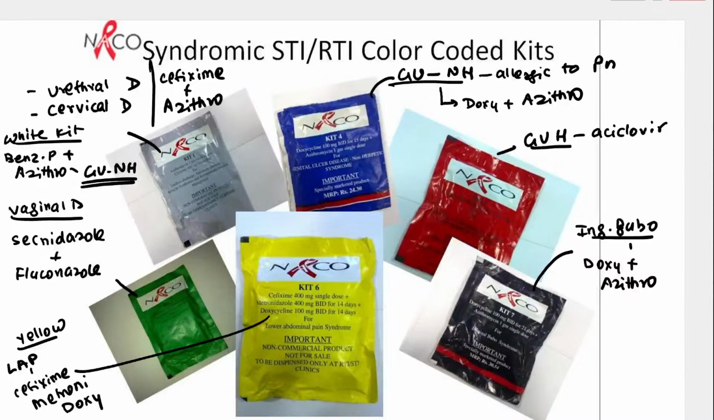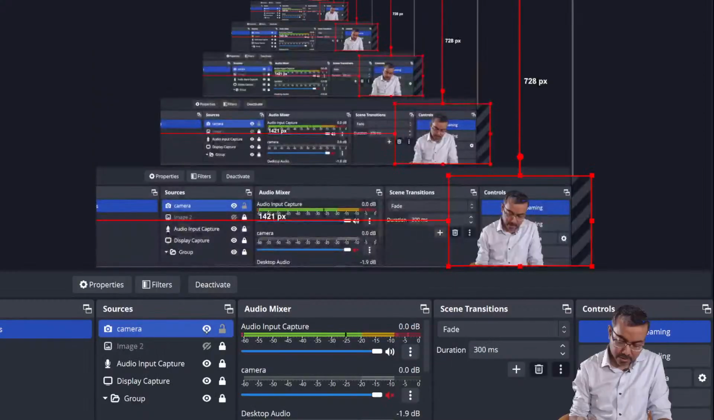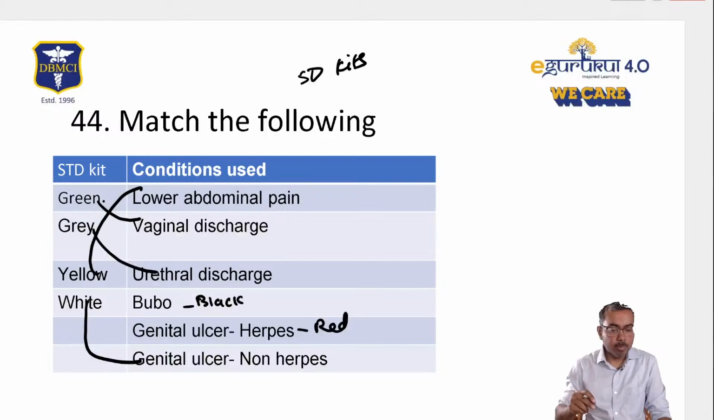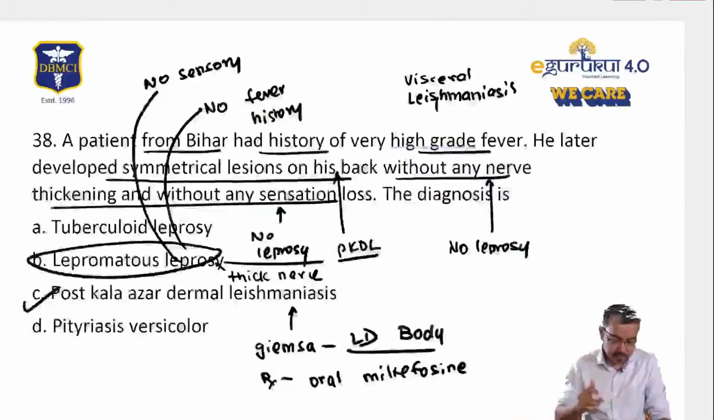Okay. Now let's go back. Green kit is for vaginal discharge, gray is for urethral discharge, yellow is lower abdominal pain, white is genital ulcer, non-herpes. Clear? Bubo should be the black kit, this should be the red kit. Everybody okay? Somebody has asked me to go back to option number 1 and 3 in question 35. Let me go back to 35, bache.